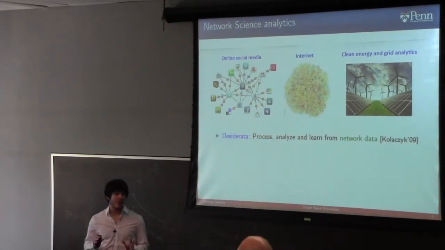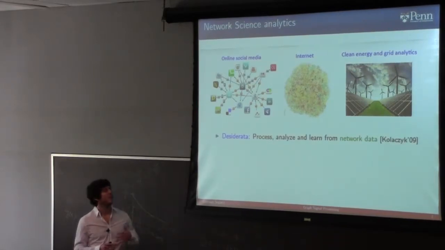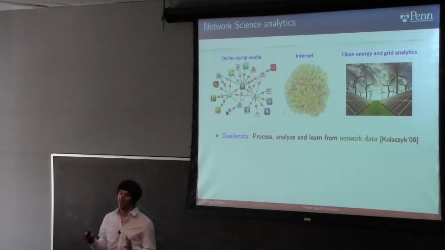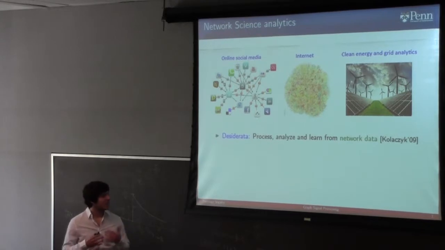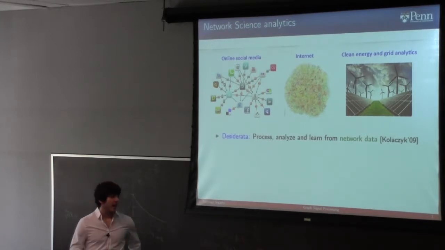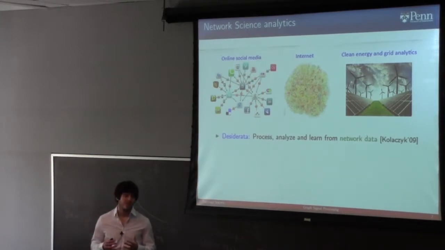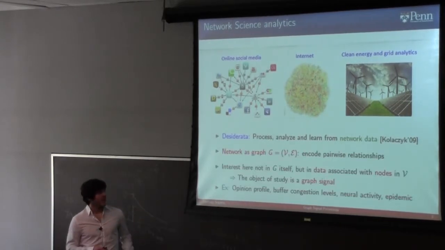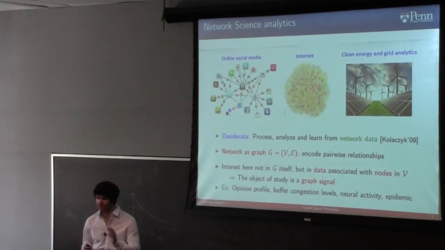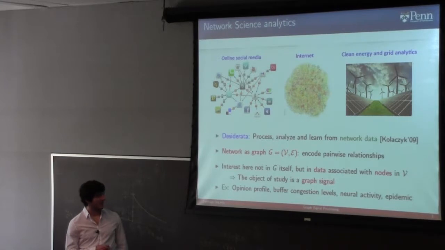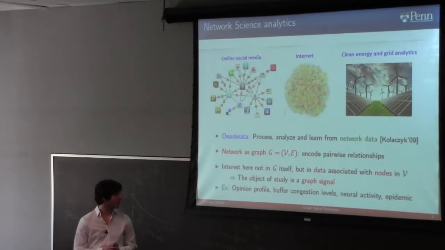So undoubtedly, we are in an era of networks, right? We have social networks, the whole internet is a network, we have smart grids, you name it. And with this, we have tons of network data. And our desire would be to process, analyze, and learn from network data. In order to do this, we first formalize networks as graphs, just these mathematical entities where we have a set of nodes or vertices V, and a set of edges encoding pairwise relationships between the nodes.